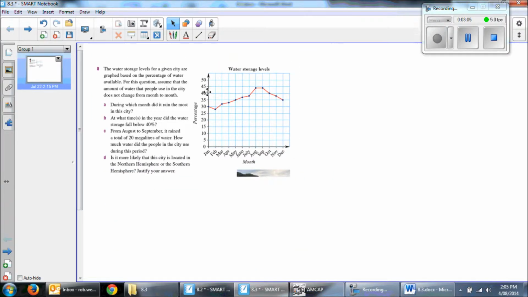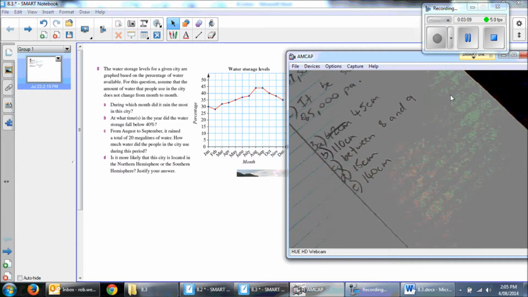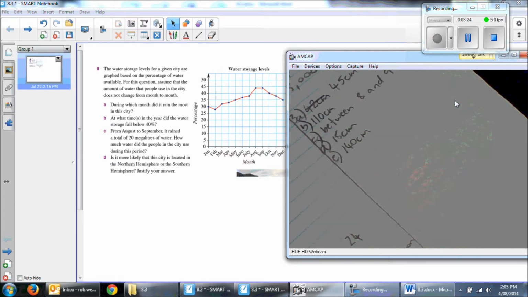Let's have a look at question 8. And here it says, the water storage levels for a given city are graphed based on the percentage of water available. For this question, assume that the amount of water that people use in the city does not change from month to month. So during which month did it rain the most in this city?